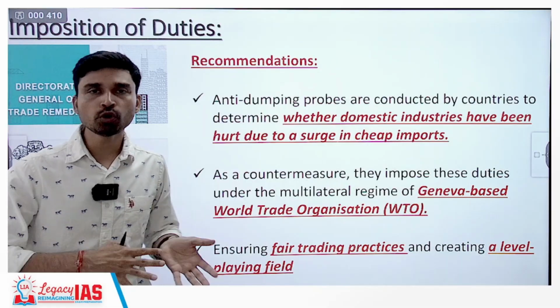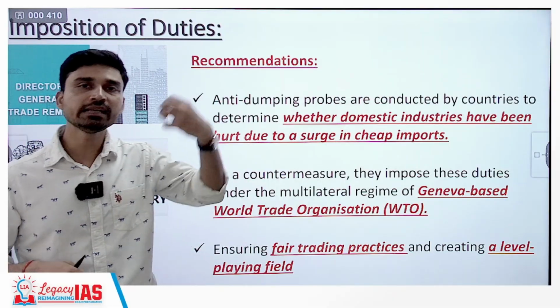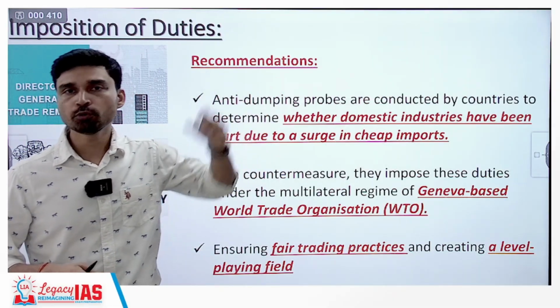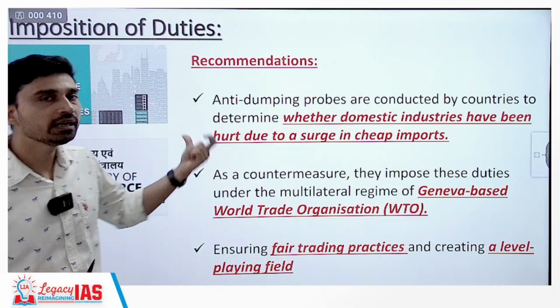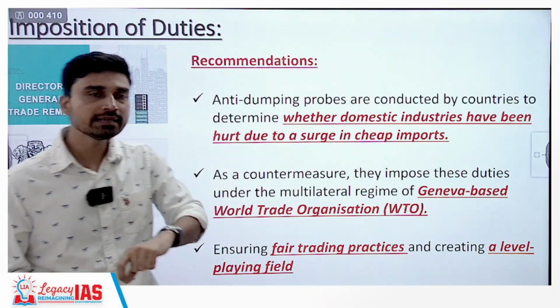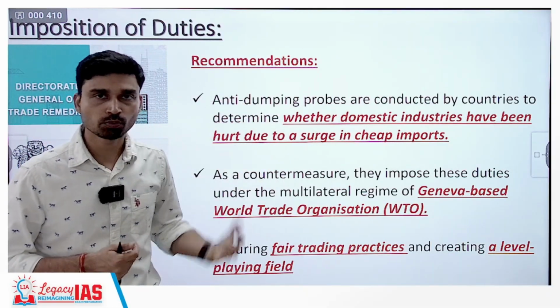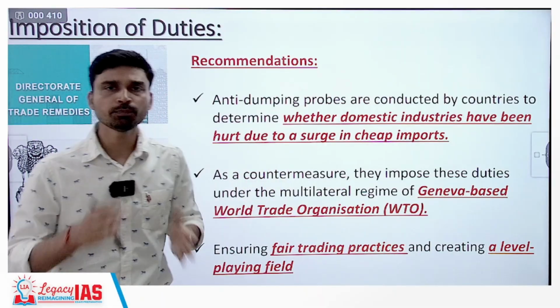Just because the import volume or value has suddenly increased for a certain product, it does not necessarily result in the imposition of anti-dumping duties. There has to be a clear-cut relation that the surge in cheap imports from a particular country has hurt the domestic industries, domestic producers and domestic manufacturers. Once it is established, then further probe can be conducted.